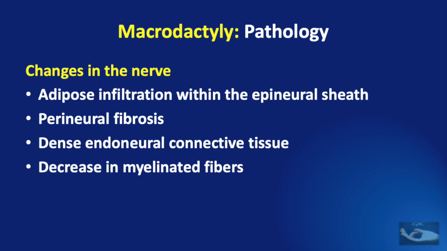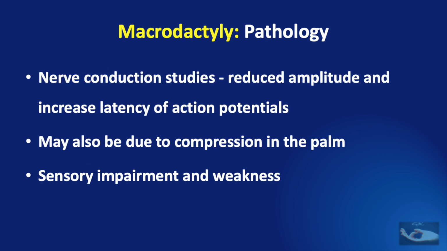There are four main changes that occur in the nerve: adipose infiltration within the epineurial sheath, perineural fibrosis, dense endoneurial connective tissue, and decrease in the myelinated fibers. Nerve conduction studies show reduced amplitude and increased latency of the action potentials, but this could also be due to compression in the palm. Sensory impairment and weakness may also be seen.